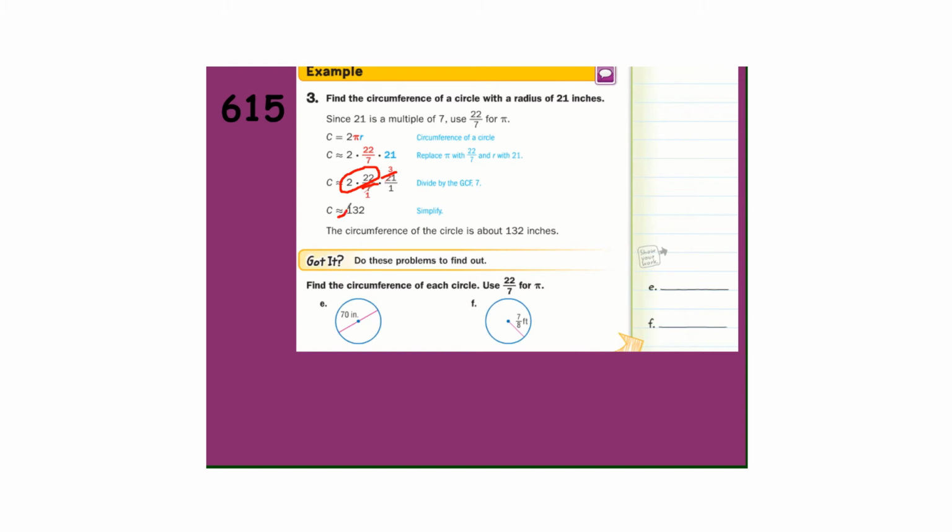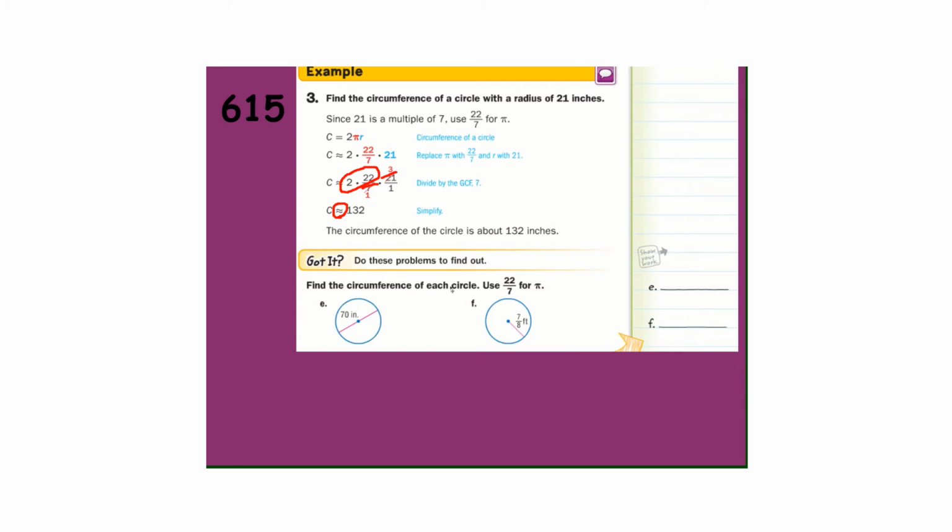And also notice this squiggly little equal sign here. That means approximately. Always, when you're dealing with circumference and area of circles, it's going to be approximately, unless you're using the pi button on the calculator, which we are not going to do. So use the approximately sign.